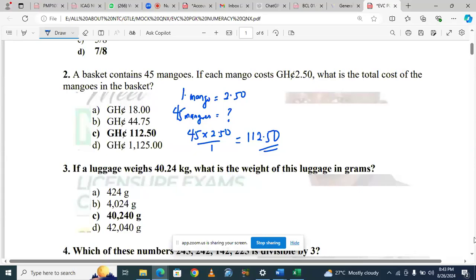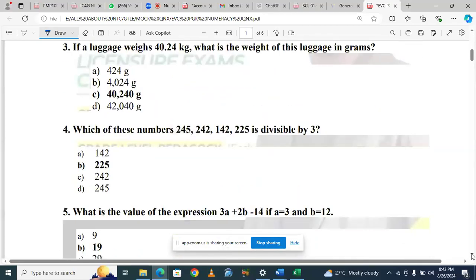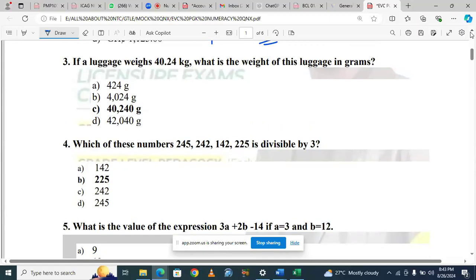Okay. Now number 3. Yes, can someone read for us number 3?